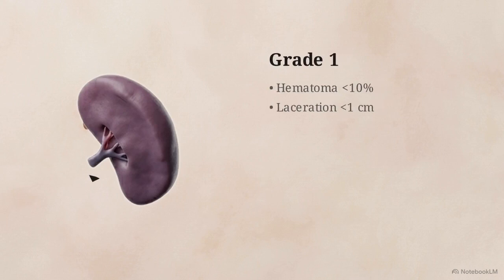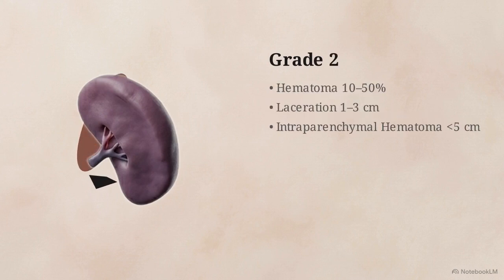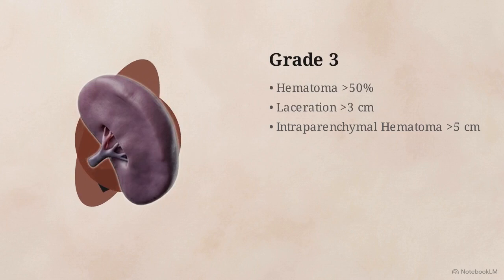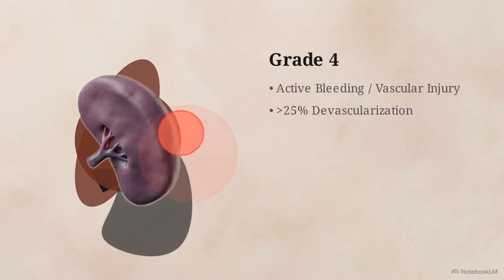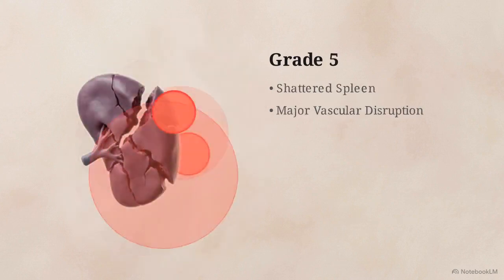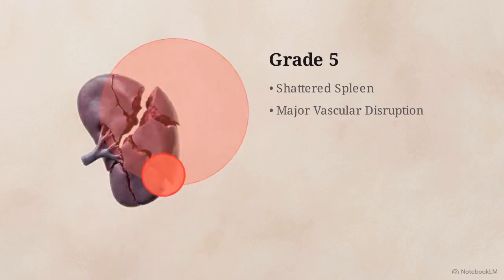Grade 1 involves a subcapsular hematoma under 10%, or a laceration under 1 centimeter. Grade 2 expands to a 10 to 50% hematoma, a 1 to 3 centimeter laceration, or an intraparenchymal hematoma under 5 centimeters. Grade 3 pushes past a 50% hematoma, a laceration over 3 centimeters, or an intraparenchymal bleed over 5 centimeters. The upper tiers are catastrophic. Grade 4 involves active bleeding, vascular injury, or hilar vessel trauma causing over 25% devascularization. Grade 5 is defined as a completely shattered spleen or major vascular disruption.